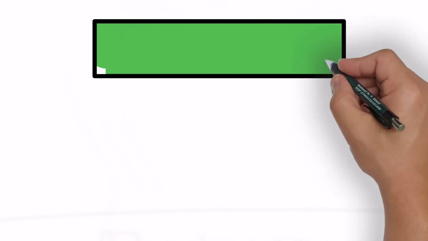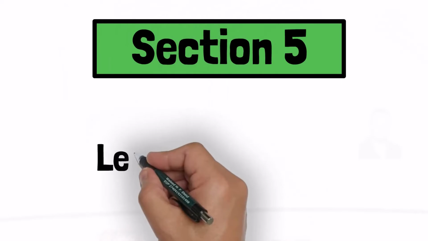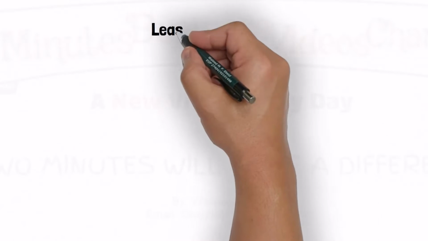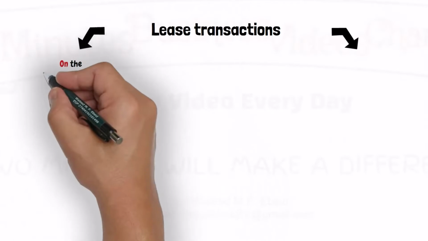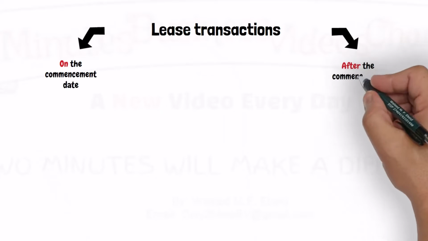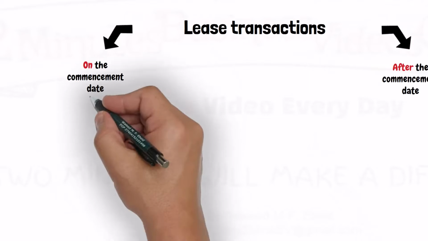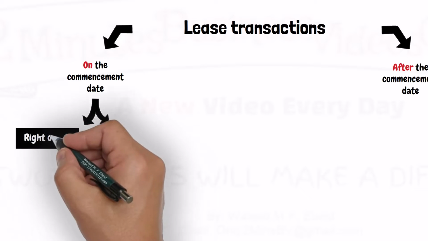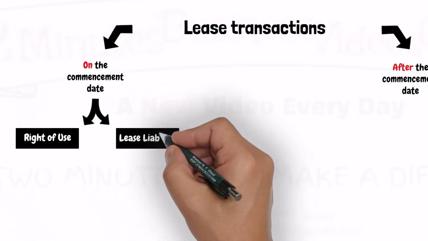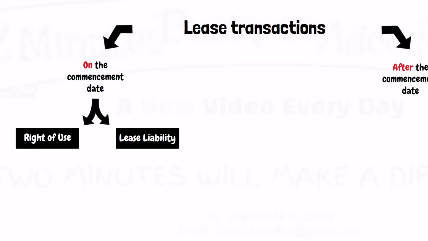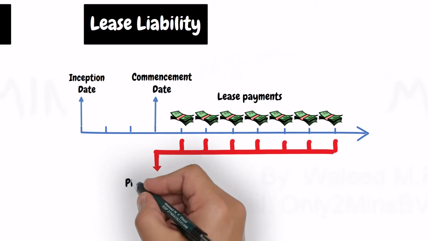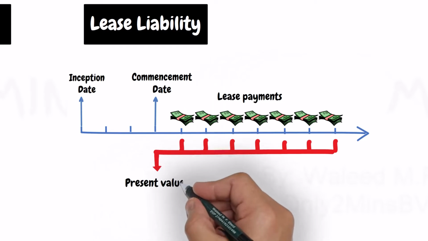Let us start in this section with a brief introduction of lease accounting from the perspective of the lessee. Lease transactions are accounted for, both on and after the commencement date. On the commencement date, the standard requires the lessee to recognize a right-of-use asset, and a lease liability for almost every lease transaction. The lease liability is measured by calculating the present value of the lease payments that will be paid after the commencement date.